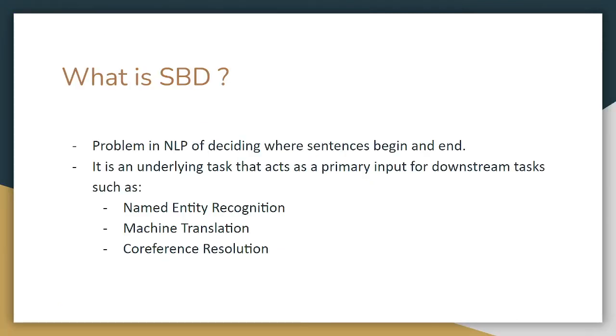So what is sentence boundary disambiguation? Basically, it means sentence tokenization. Given a huge paragraph or paragraphs of text, you tokenize the entire paragraph or split it into different sentences. So this is a preliminary or underlying task, the output of which is then given as input to further downstream tasks like named entity recognition, machine translation, and co-reference resolution.